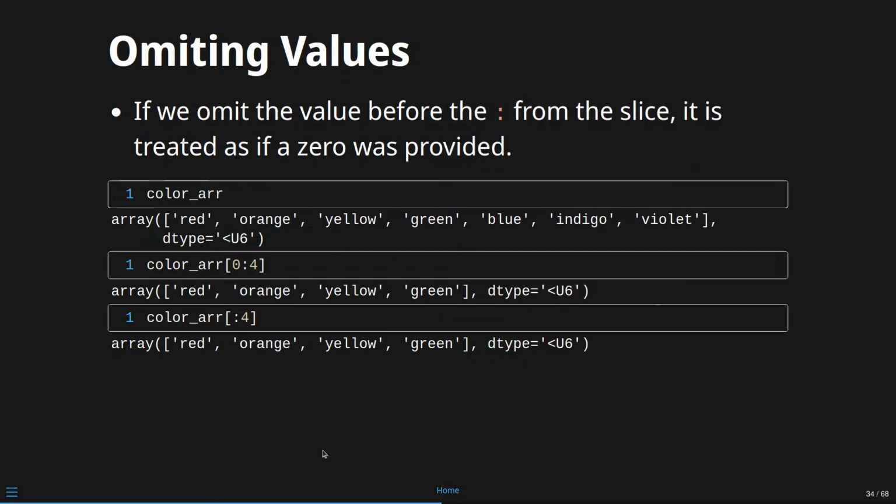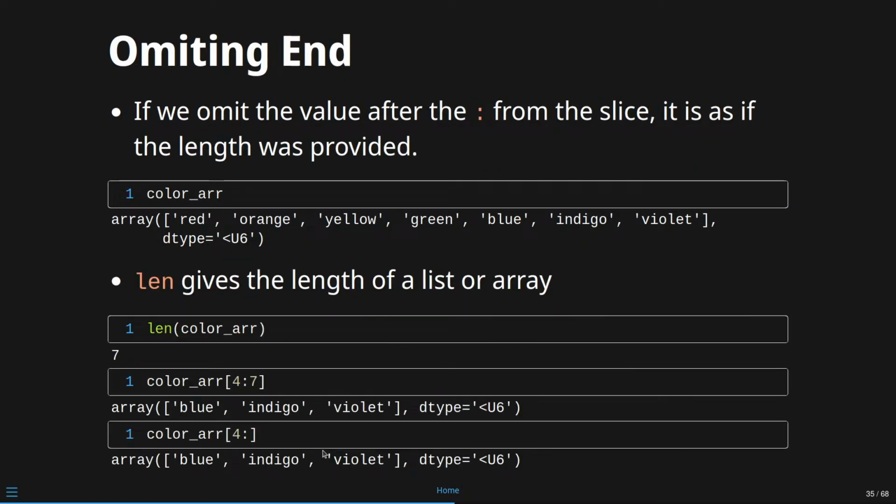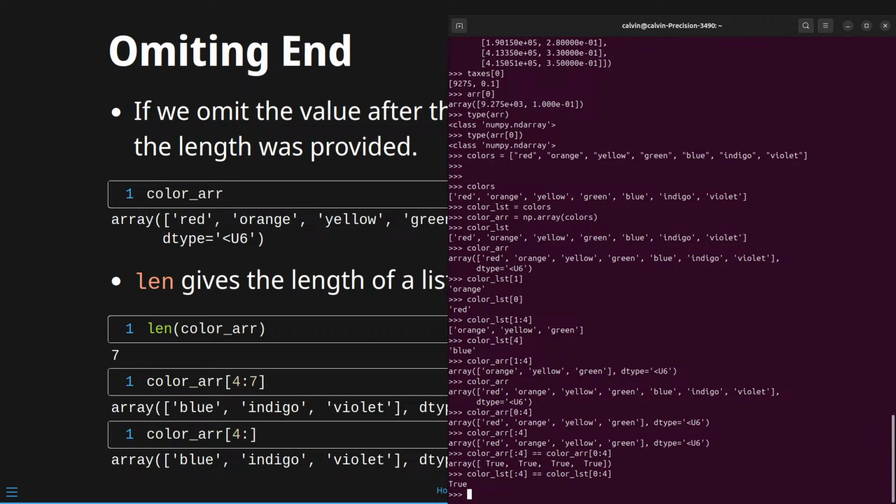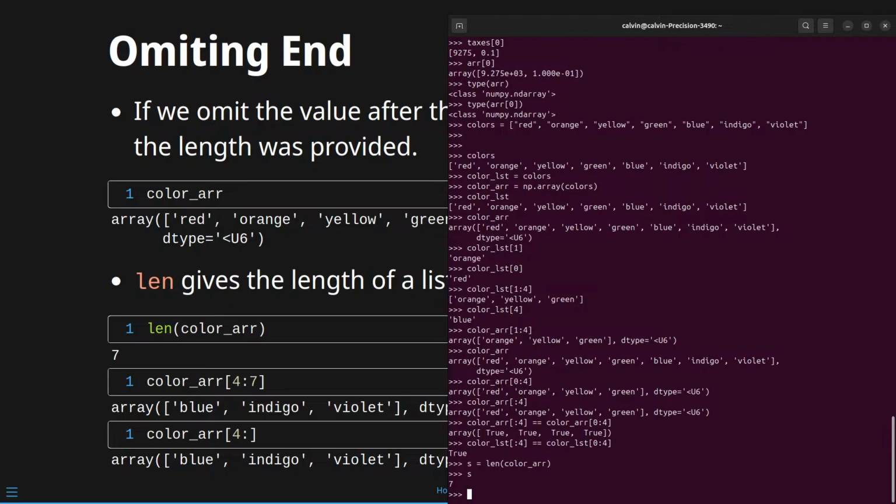Very good. We can also omit the last element, but this is a little bit more complicated because this is related to the length. So let's calculate the length of our color array. I'm going to store it in something I'm going to call, well, I don't want to call it L because L's look like 1s. So I'm going to call it S for size. So I'm going to say S is the length of the color array. And I can also say it is the length of the color list.